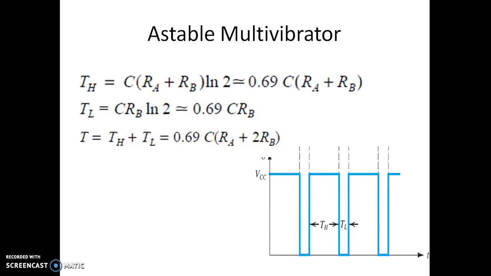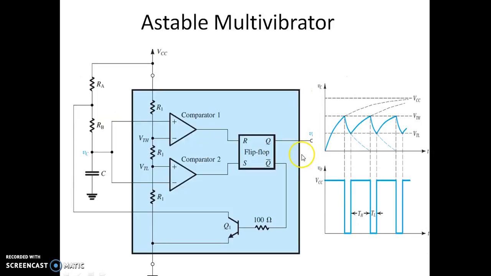So we have the expression for the high time and the low time, that is on time and off time, given by 0.69 C into (RA plus RB) and 0.69 C into RB. Here RA and RB are the resistors which are connected here. So RB is the one which is responsible for discharging. Both RA and RB are necessary for charging the capacitor.